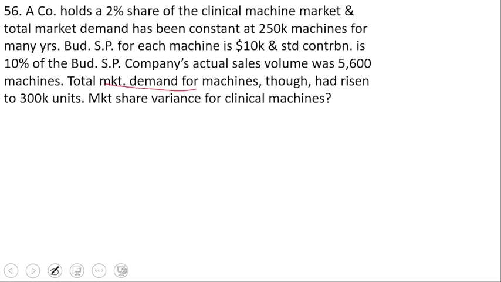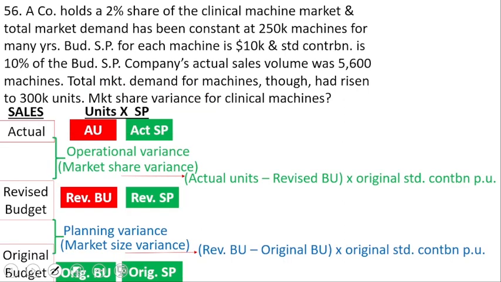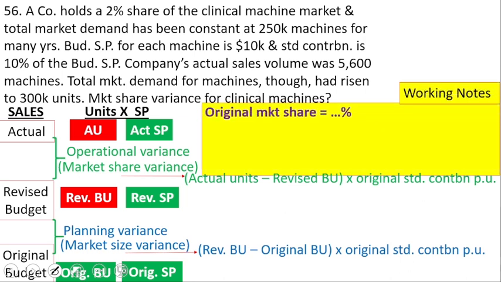So going to the last sentence, we are supposed to find out the market share variance. So what we will do is we will copy the format, and as and when we read the question, we will key in the figures in that format. Now I would like to show a small working note that will definitely help you to tackle any type of question relating to market share and market size variance.